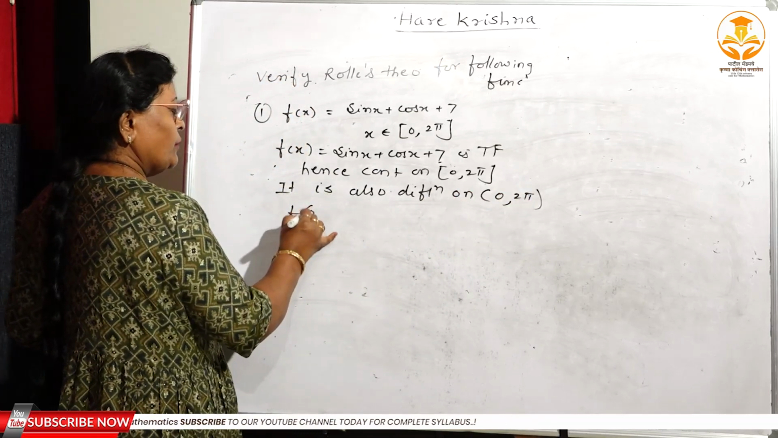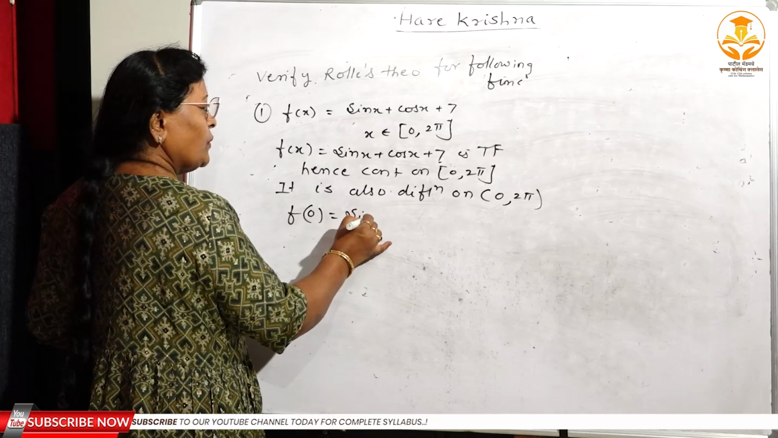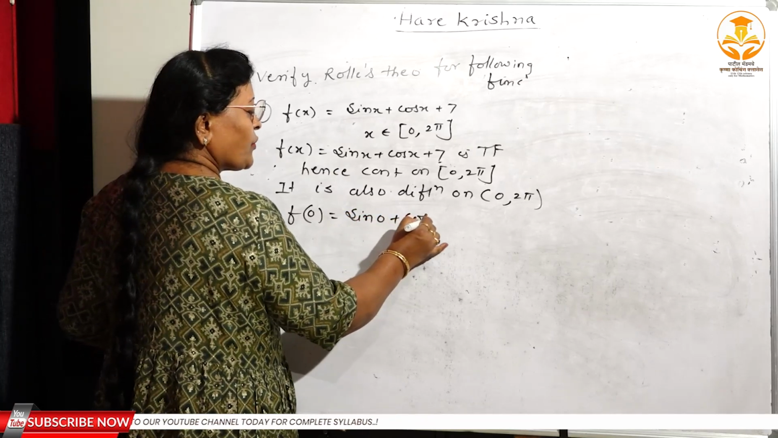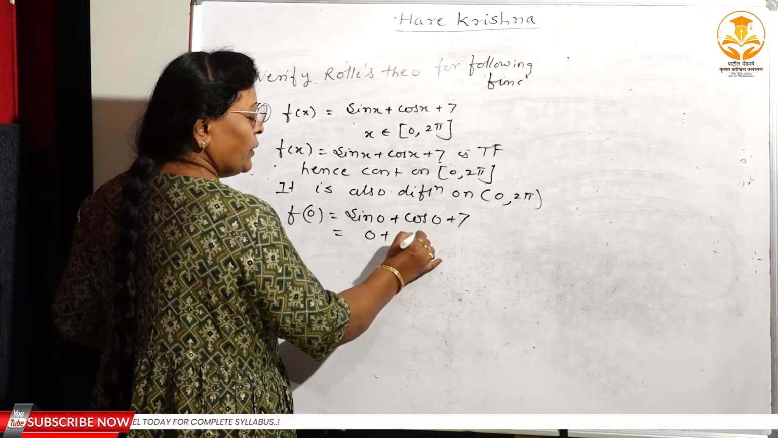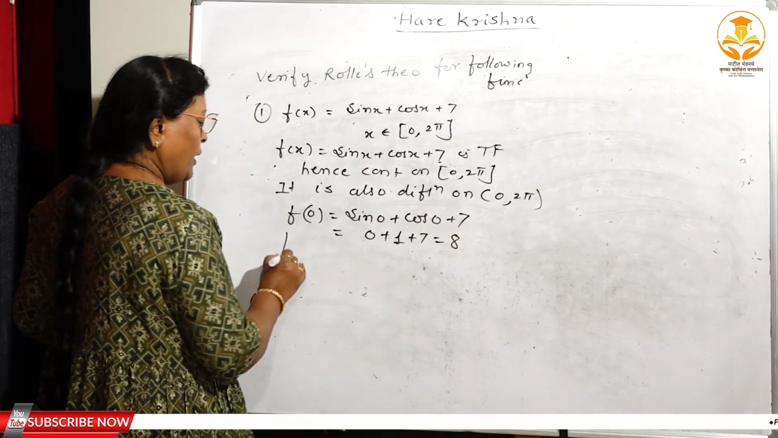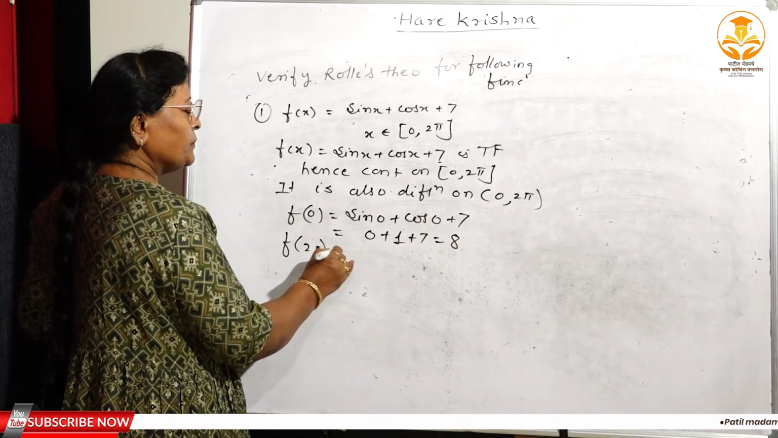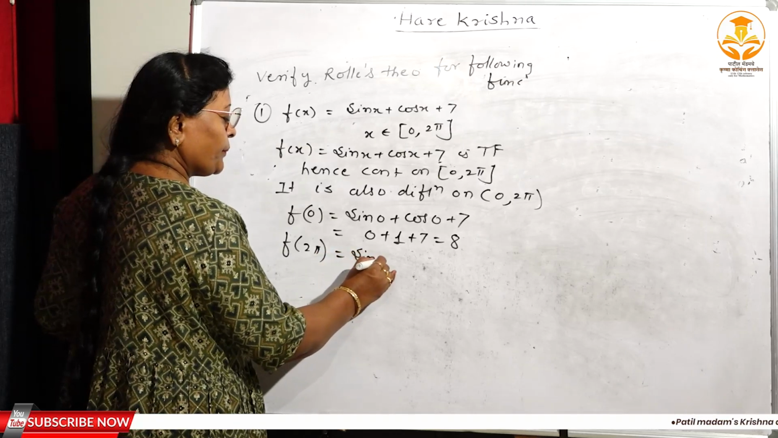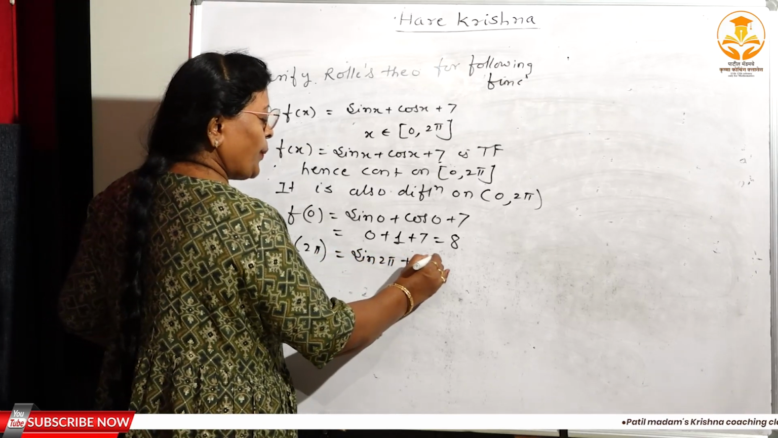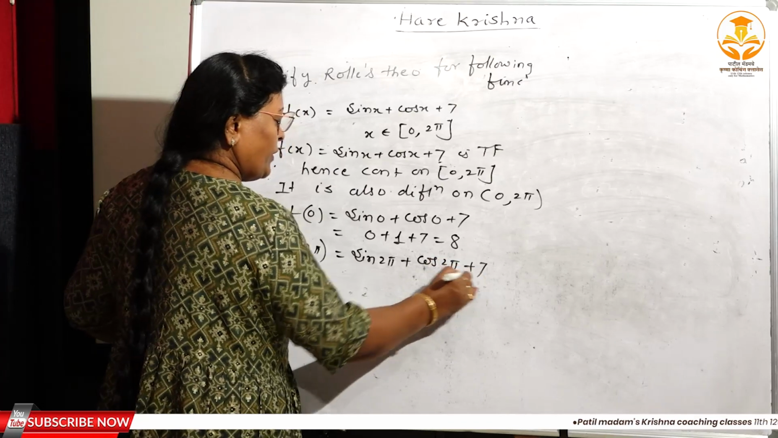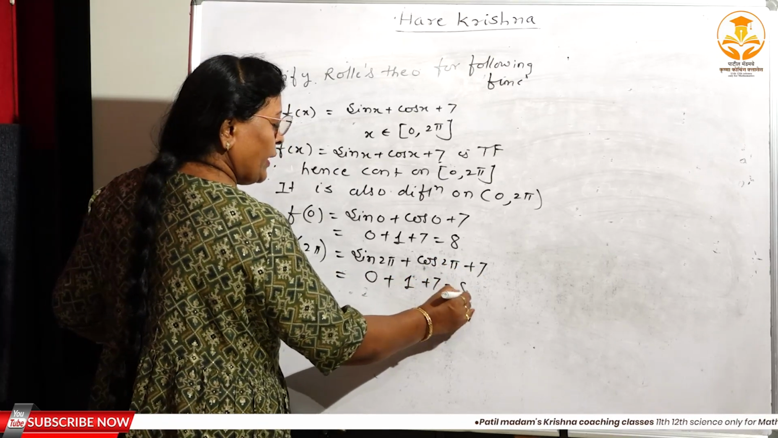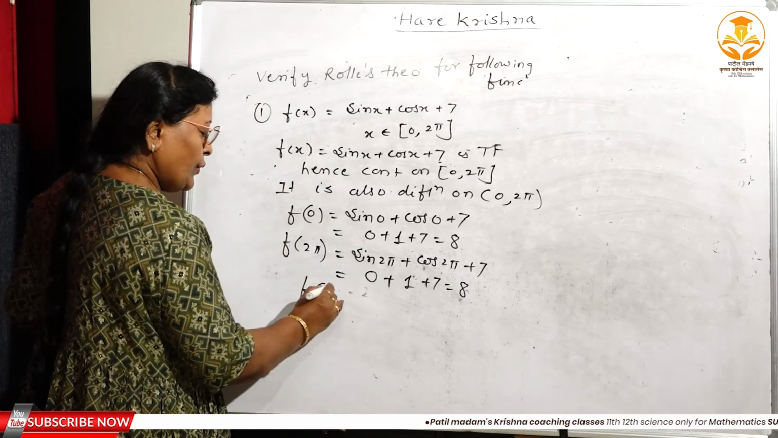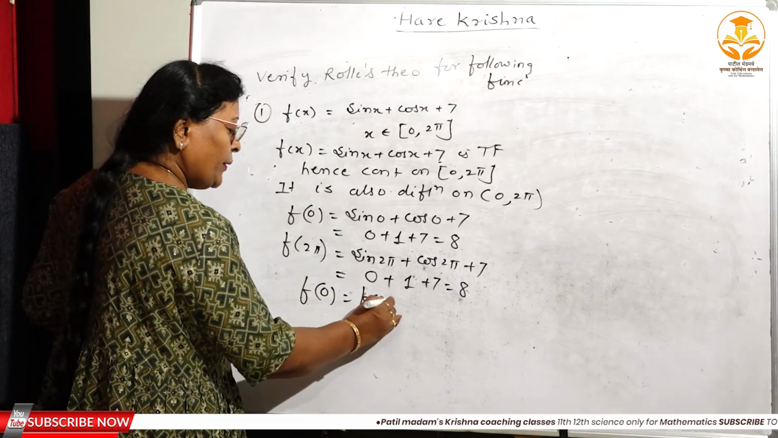Again f of 0 is equal to sin 0 plus cos 0 plus 7. Sin 0 is 0, cos 0 is 1, plus 7. This is equal to 8. Again f of 2 pi is sin 2 pi plus cos 2 pi plus 7. Sin 2 pi is 0, cos 2 pi is 1. This is 7, 8. Again f of 0 is equal to f of 2 pi.